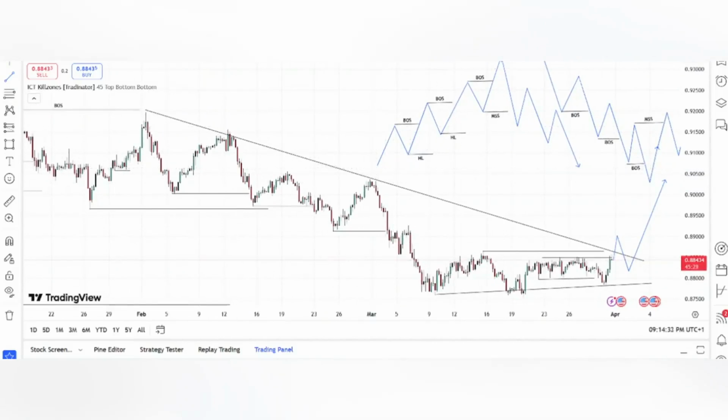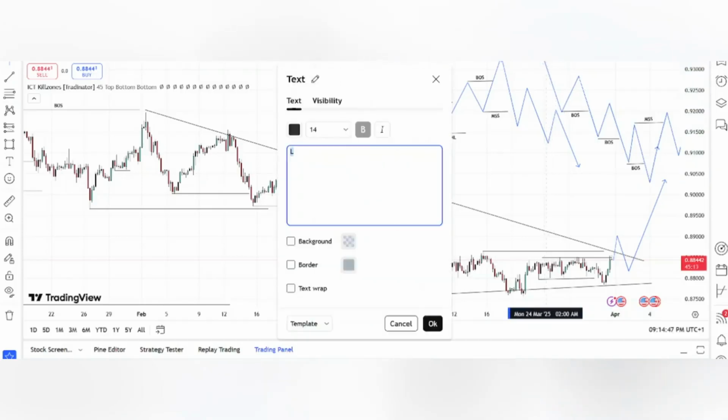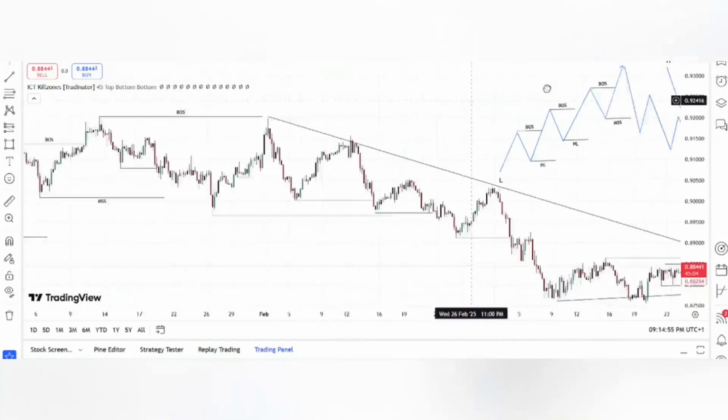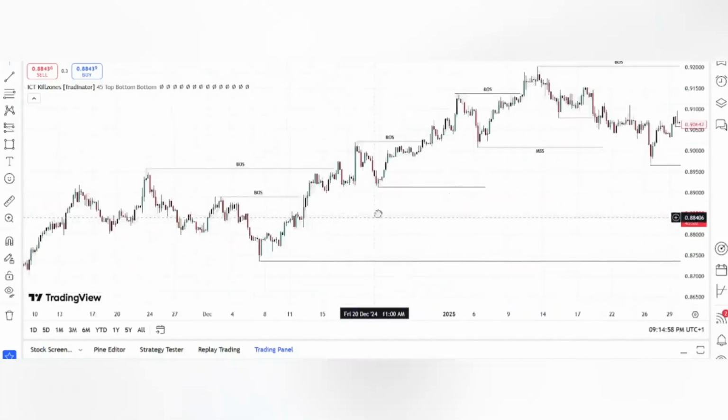So I can come and put text here: identifying a low. And again, for a bearish market, we want to first identify a high. Get the point here. For a bullish market, we are identifying a low. For a bearish market, we are identifying a high. So let's go back to our work.